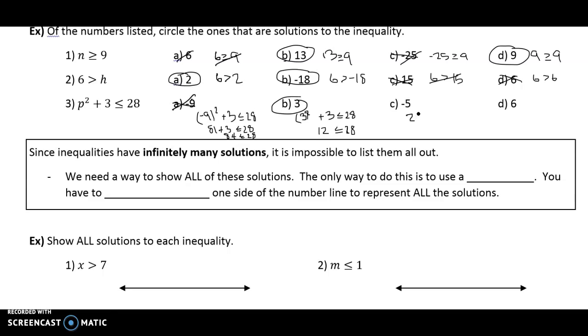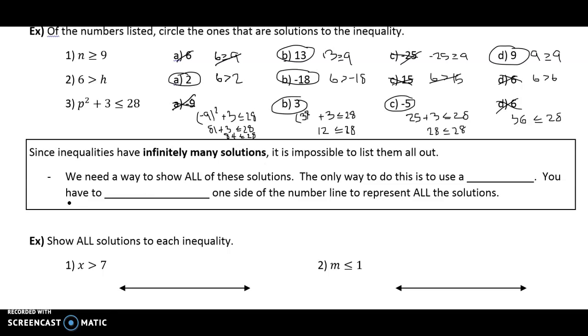Negative 5 squared is 25. Plus 3 less than or equal to 28. That gives you 28. Is 28 less than or equal to 28? It is. It is equal to it. And then 6 squared is already 36, which is already greater than 28. And we want it to be less than or equal to 28. So that does not work.